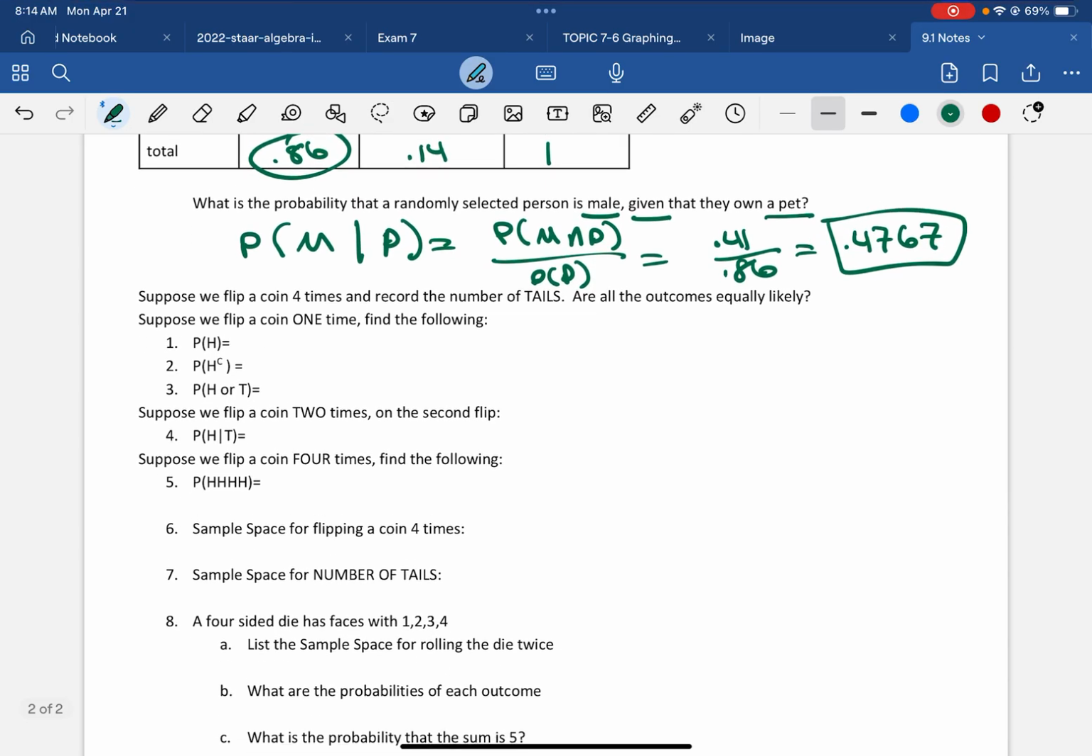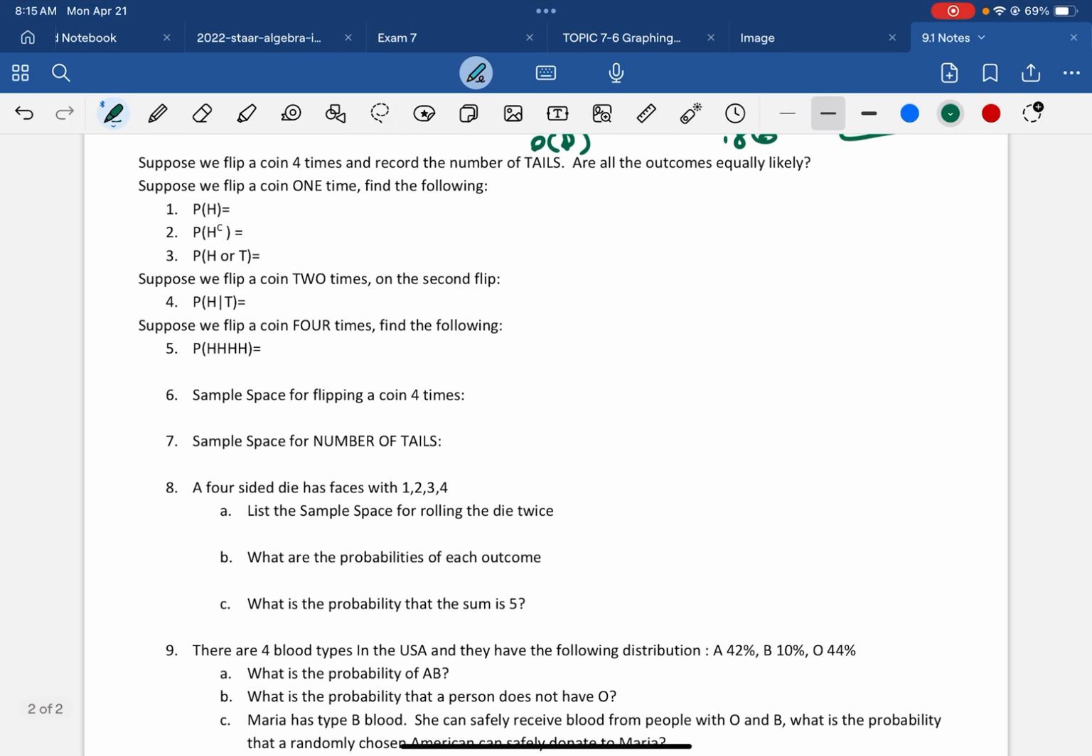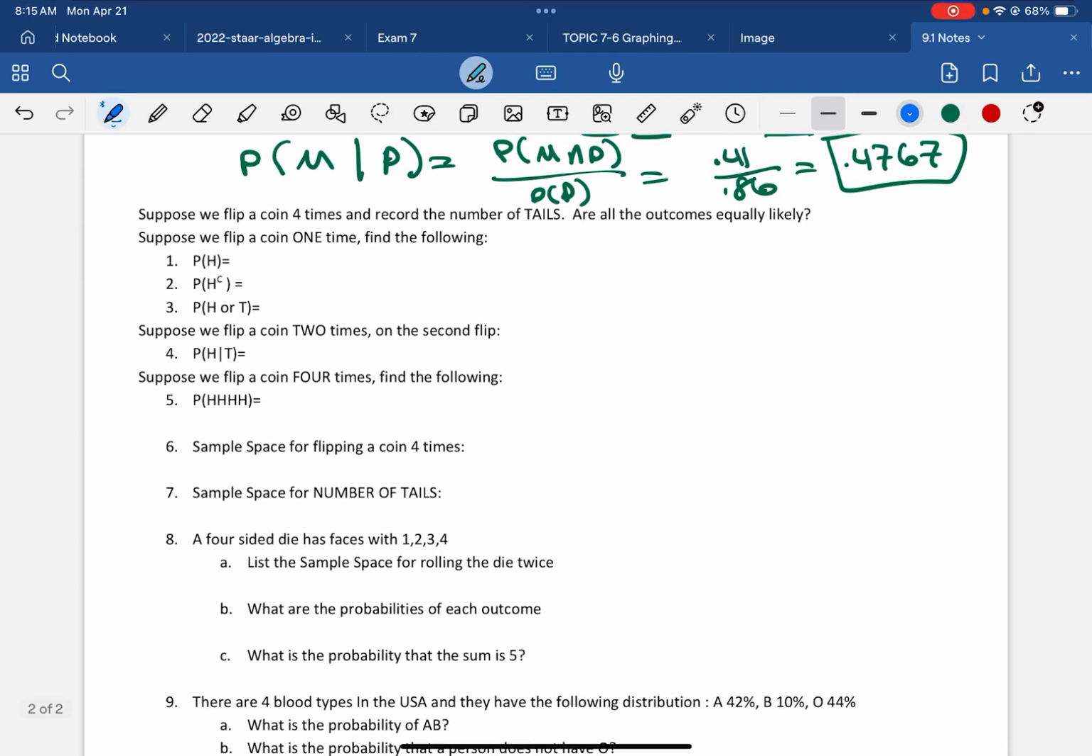Okay, all right, suppose we flip a coin 4 times and record the number of tails. Are all the outcomes equally likely? It means they all have the same chance. Yes, all the outcomes are equally likely.